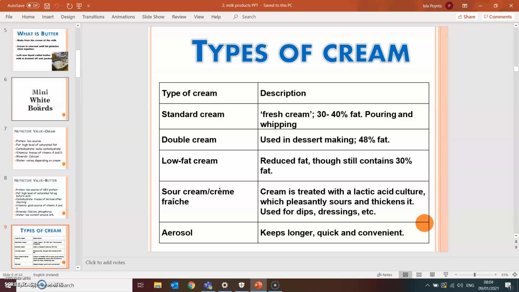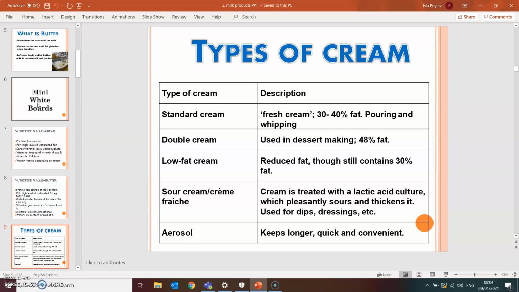So we have standard, double, low fat. Then we have different variations now, like sour cream and creme fraiche, and then we have aerosol, which is your squirty cream that sometimes you'd see people putting on top of hot chocolate. So your standard cream, really it's the fat that differentiates the cream, the fat content.